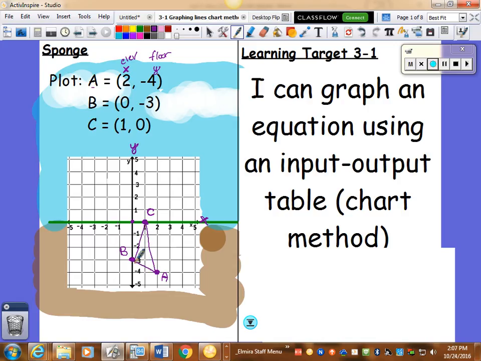And if I wanted to, I could connect those dots and make a triangle. So you're going to hear me trying to help you graph points by using the elevator example. Okay?